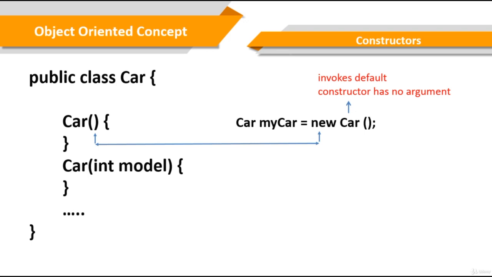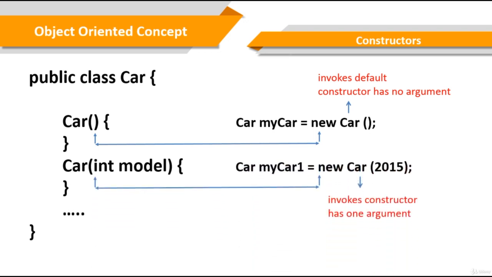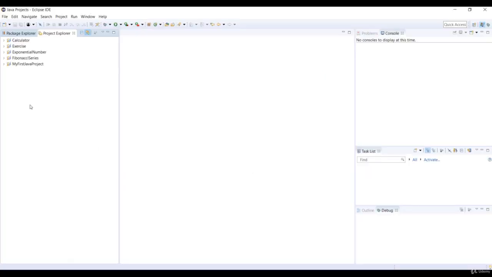the newly created object. And then in creating the second object, the new keyword also creates the object of class car and invokes the constructor that has one parameter to initialize the newly created object. So let's show you some visual examples about working with constructors.